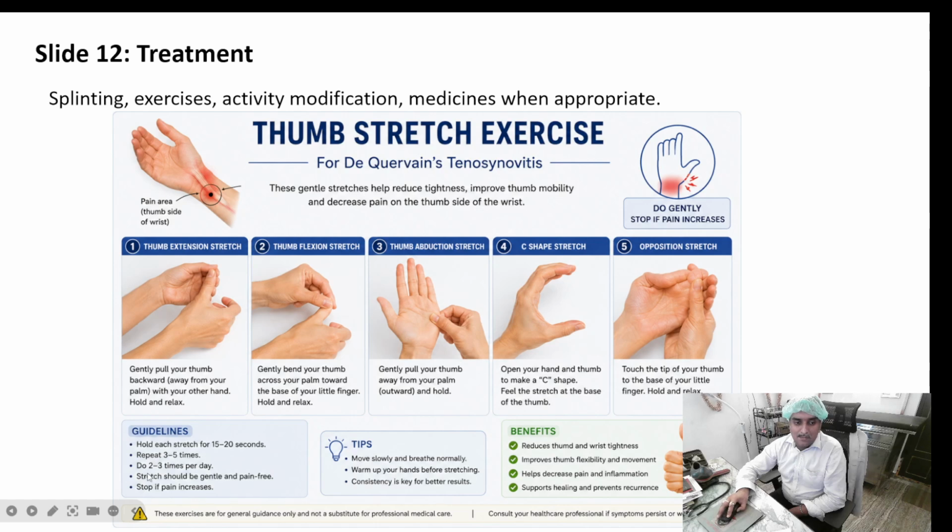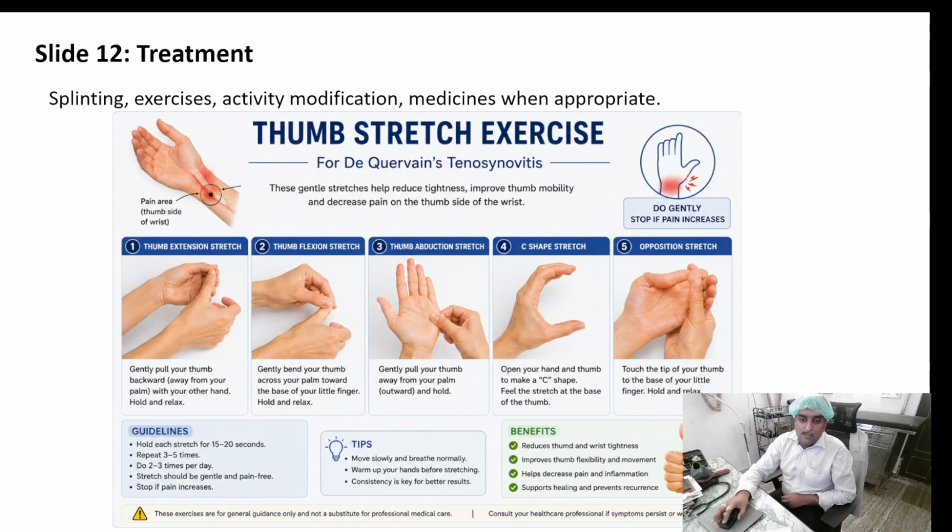Repeat 3 to 5 times. Do 2 to 3 times per day. The stretch should be gentle and pain-free. Stop if pain increases. Tips: move slowly and breathe normally. Warm up your hands before stretching. Consistency is the key for better results.